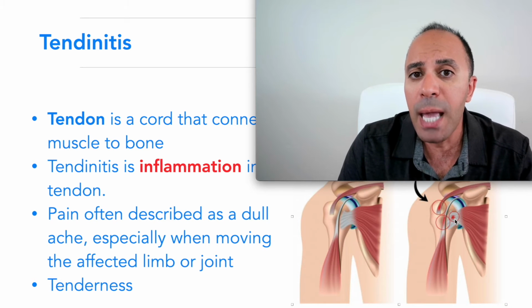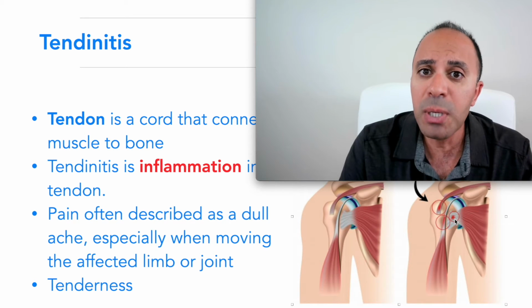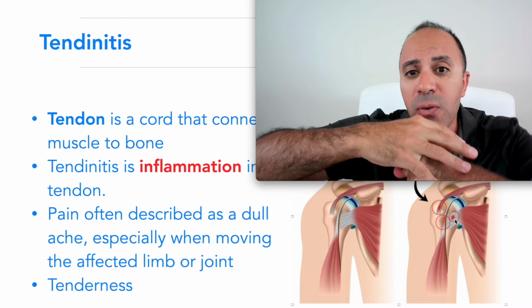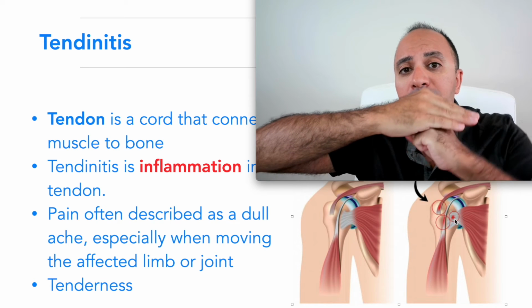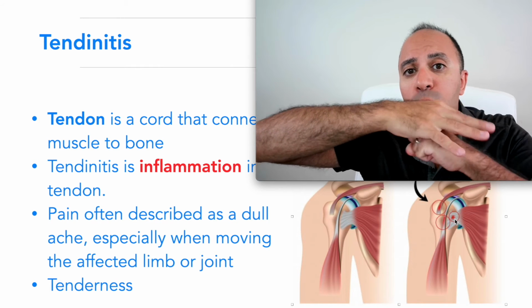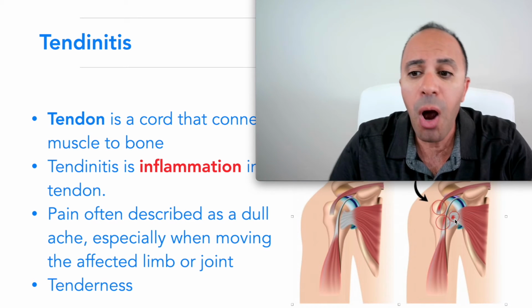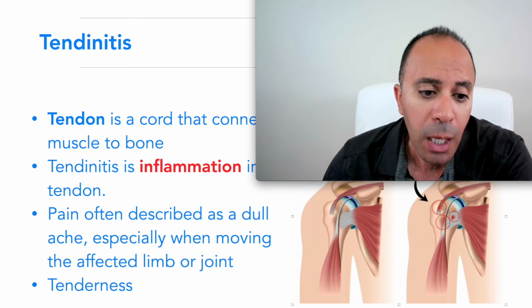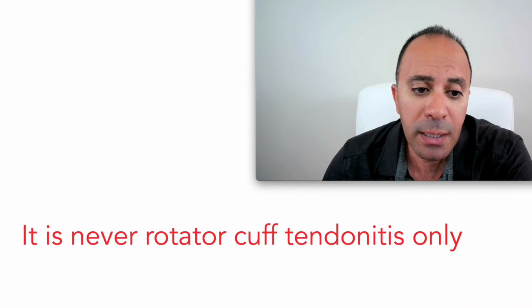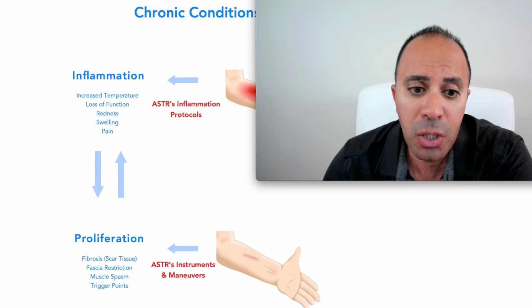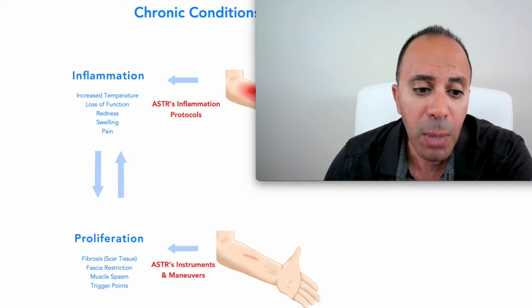The problem is if you have chronic inflammation and excessive scar tissue, that's in the way of everything and will limit the movement and cause more rubbing on the tissue when you try to lift your arm up. So what should we do to treat the tendonitis? It's not only inflammation, as I said, it's a lot of scar tissue, fascia restrictions, and muscle spasm.